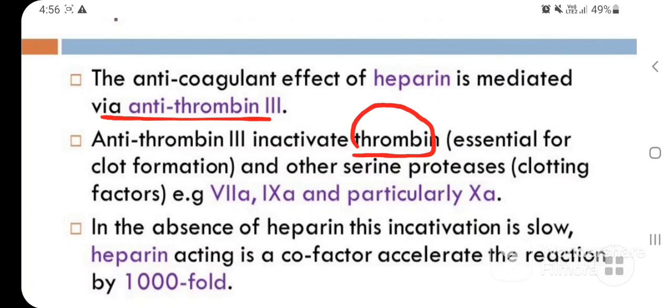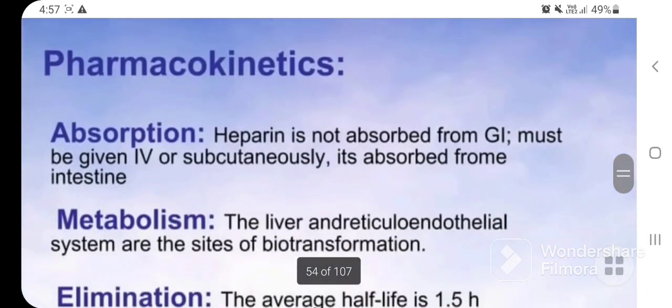Thrombin is inhibited by antithrombin 3 and other serine proteases like clotting factors 7, 9, and particularly 10A. In the absence of heparin, this inactivation is slow. So heparin, acting as a cofactor, accelerates the reaction by 1000-fold. If heparin is absent, there is formation of clots, because antithrombin won't act in the absence of heparin. So we give external heparin to that patient. Simple words.